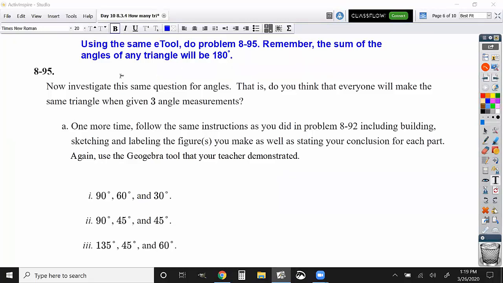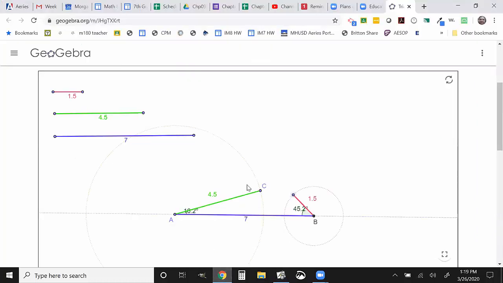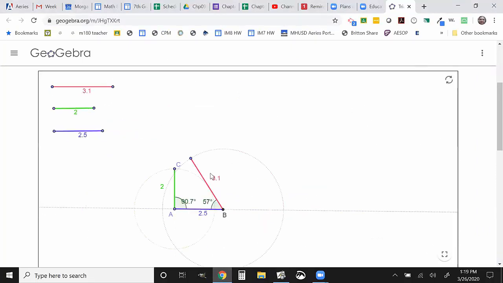So when we make these triangles here, use the same e-tool. Try and get your angles as close as possible. If they're not perfect, it doesn't really matter. We can still get the answer right. So we're going to do a 90-60-30 triangle. So let me refresh this. And let's see here. That's almost 90 degrees.